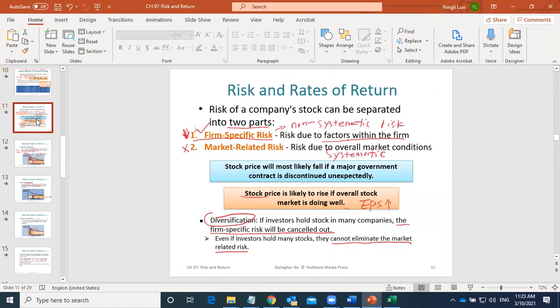Any questions about the risk and return? How you calculate the risk, and how you get the expected return? No? Okay. So once you get the expected return and the standard deviation, you can calculate the coefficient of variation.